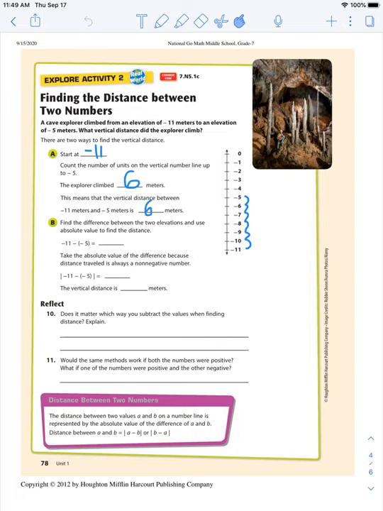So there's another way to do this. Since we know where he started and we know where he ended, we could also find the difference between the 2 elevations and then use absolute value to find the distance. So negative 11 minus negative 5, negative 11 minus a negative turns into a big old plus, which is going to be negative 6.